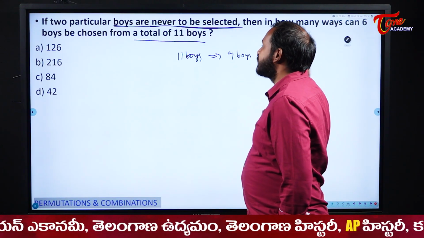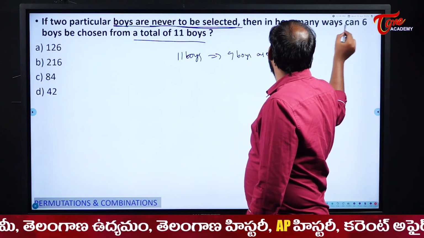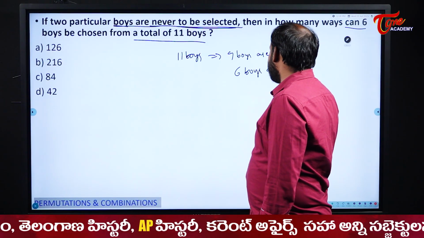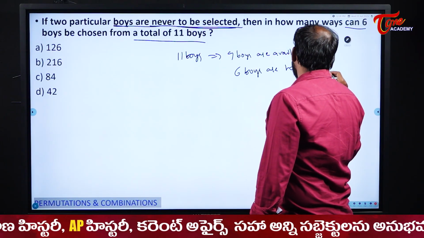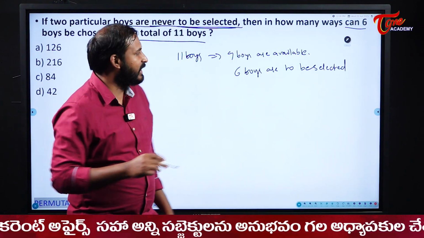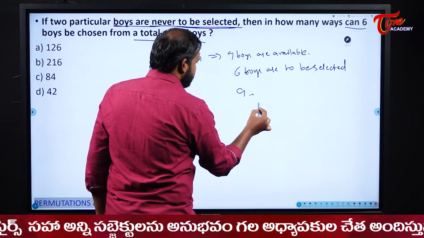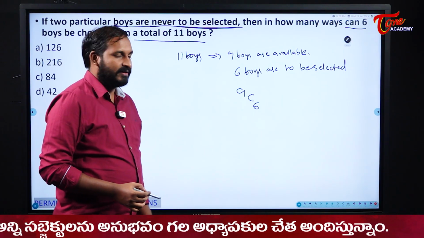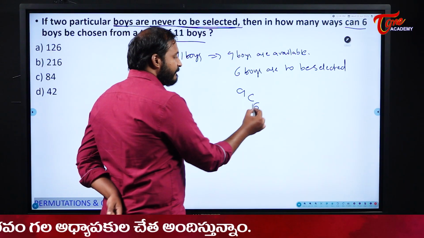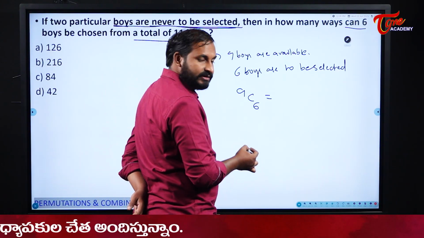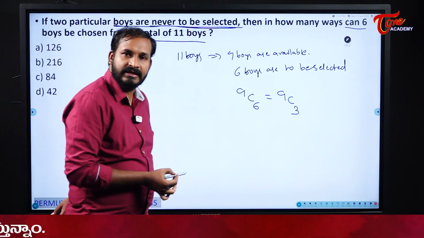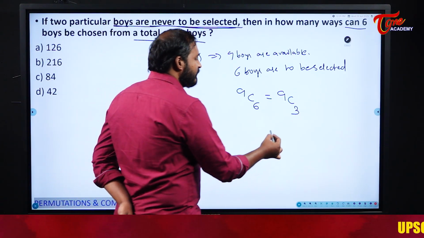From these 9 boys, I need to choose how many boys? I need to choose 6 boys. 6 boys are to be selected from the 9 boys. So then what will we write? We will write that as 9C6. From 9 I need to choose 6. 9C6 is also equal to what, students? 9 minus 6 is what? 3. So 9C6 is also equal to 9C3. 9C3. So what does it become now?